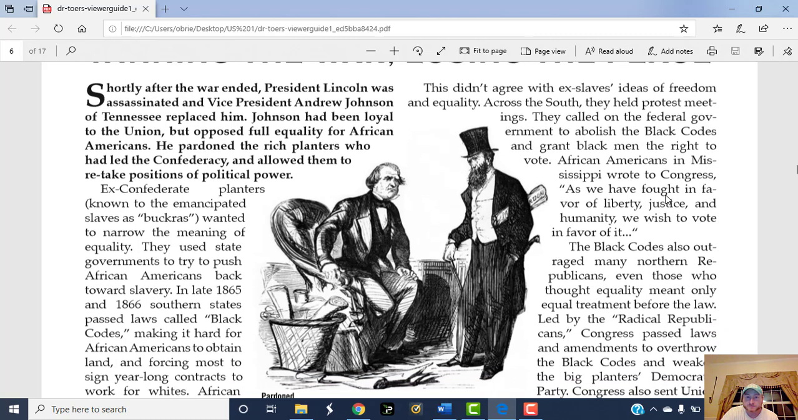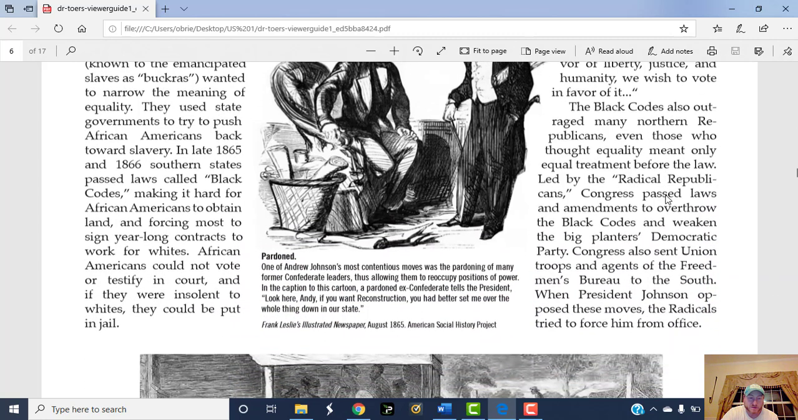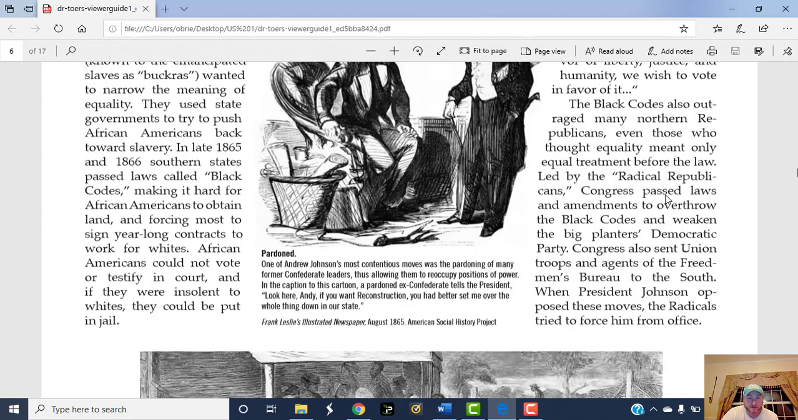We have 5% of the world's population right now, and 25% of its prison population. And African Americans are tremendously disproportionately represented in those who are behind bars.